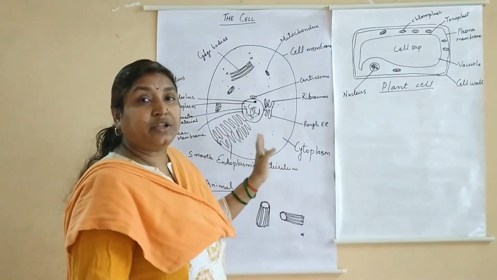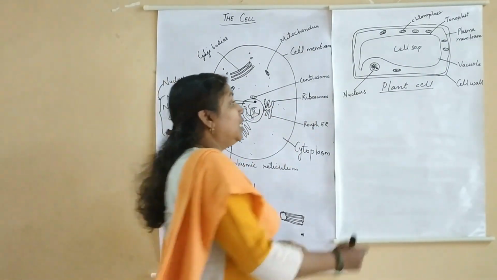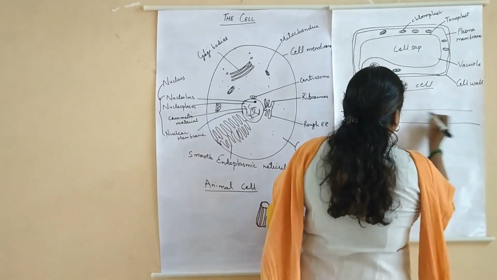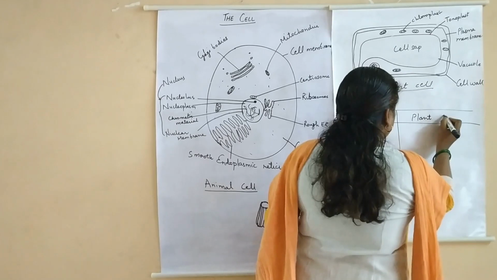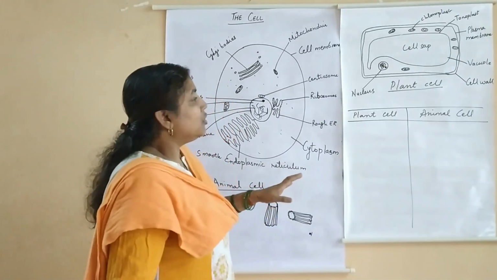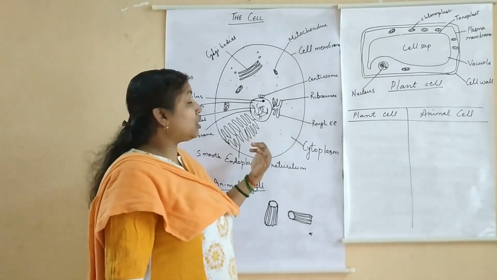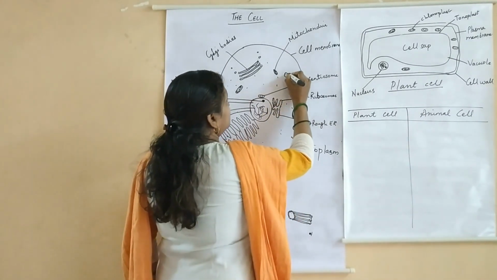Now let's see the difference, what is unique to the plant cell and what is unique to the animal cell. So we will have a difference of plant and animal cells. Sorry, we forgot to discuss one more important cell organelle present in animal cells, the lysosomes.